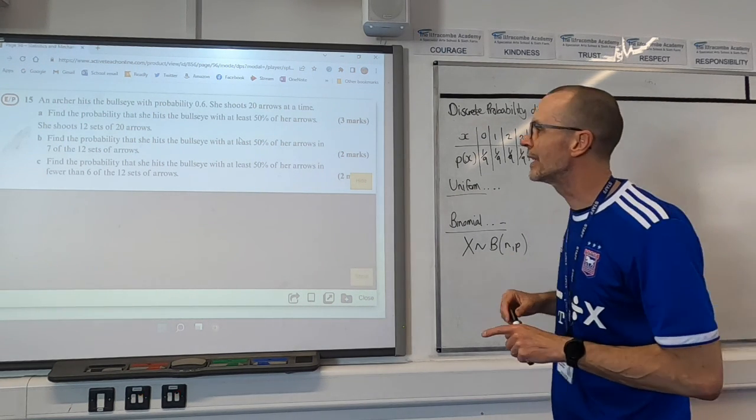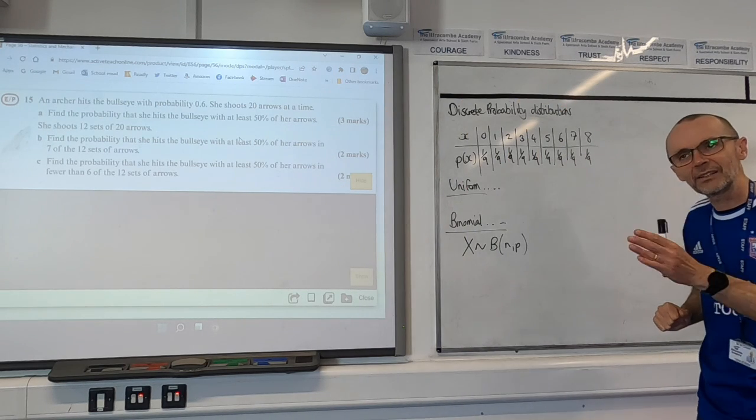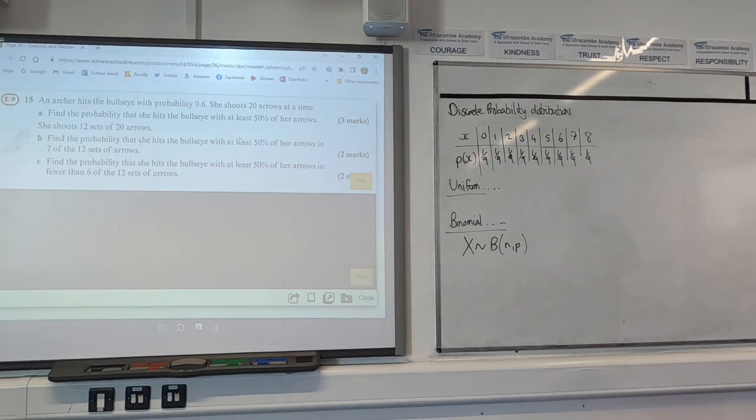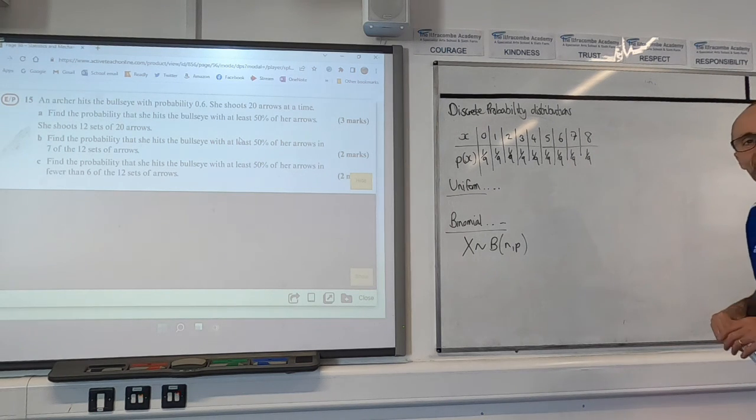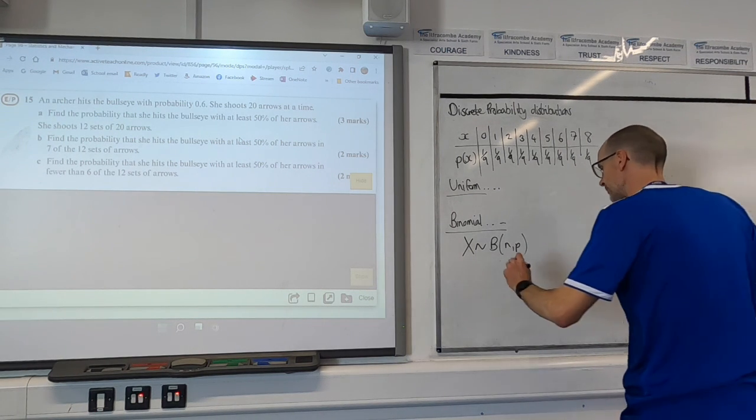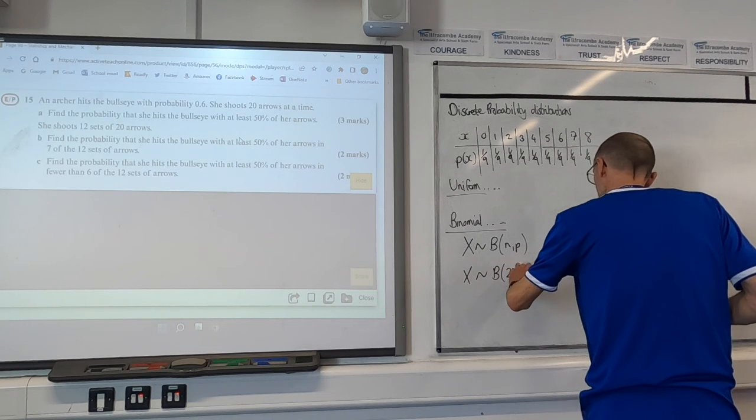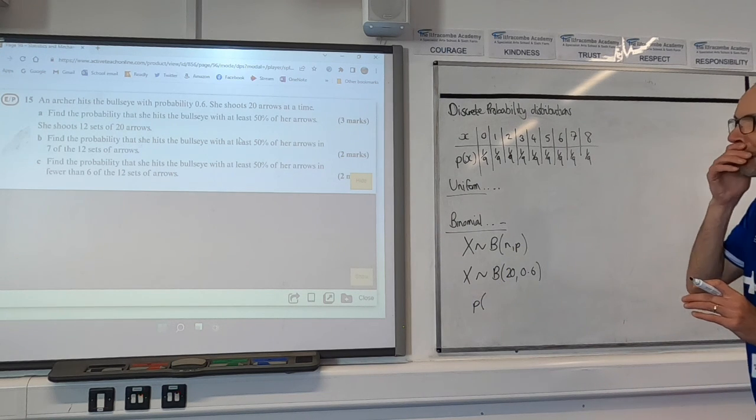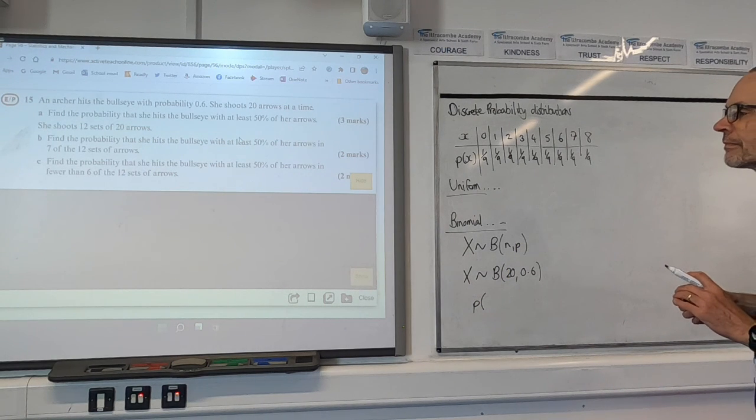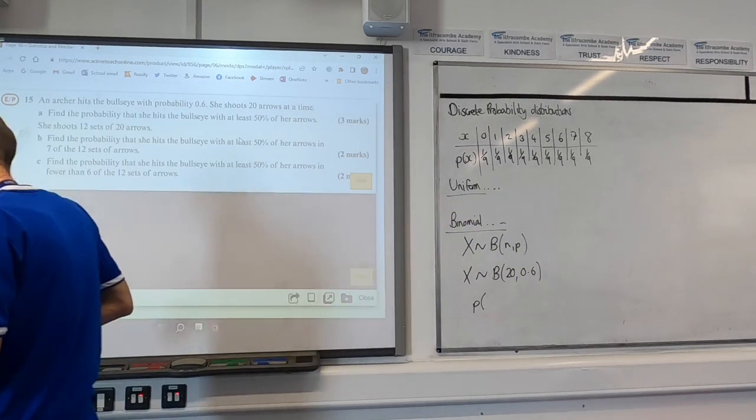So I'm hoping that for part A, you're going to be able to put your calculator into stats mode and tell me that probability. Let's call x the number of bullseyes that she hits, okay? And you've just got to be really careful with the wording, at least.